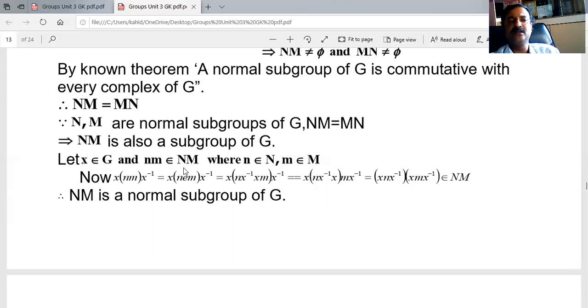NM is normal. We already have NM as a subgroup. Kindly follow the cursor. NM is a subgroup, and here we get the normality condition. That means therefore NM is called a normal subgroup of G. N and M are two normal subgroups we took separately, and the product NM, the product of two normal subgroups, is also a normal subgroup of G. We have proven it here.